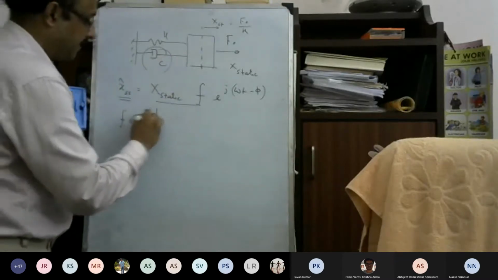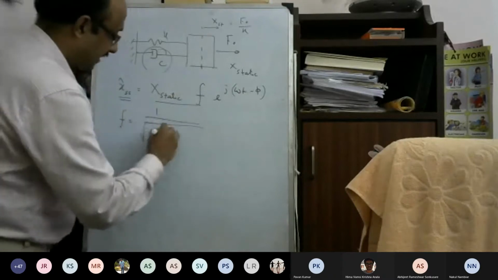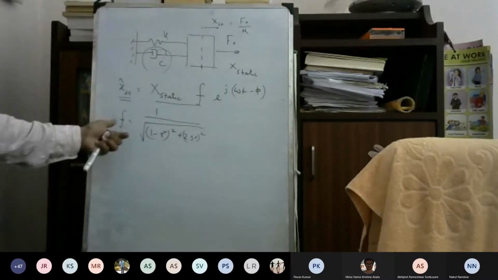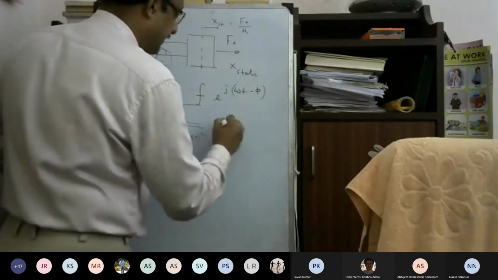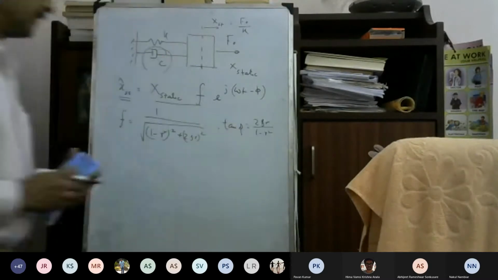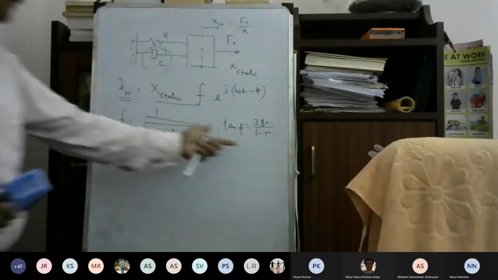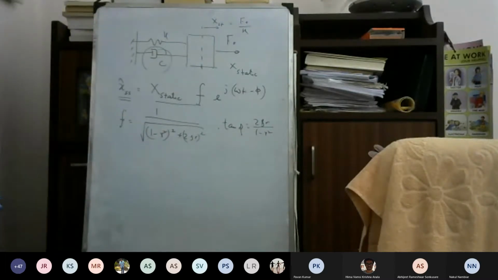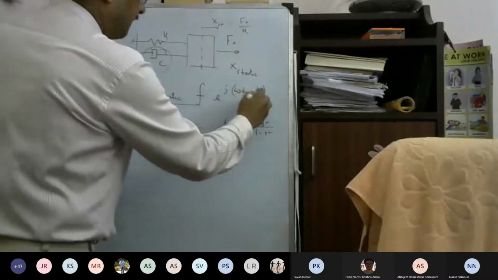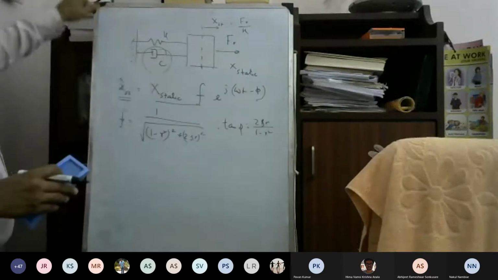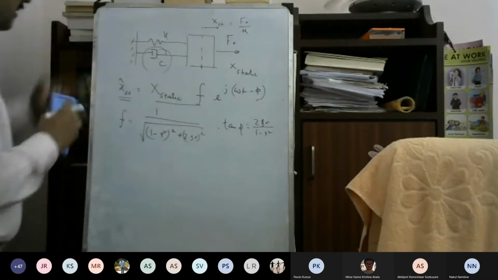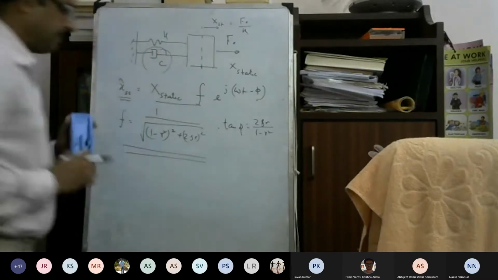So this factor will be 1 divided by the square root of (1 minus r square) whole square plus (2 zeta r) whole square. So this is the magnification factor. And of course there will be a phase difference phi. Tan phi is equal to 2 zeta r divided by 1 minus r square. So this is the magnification, and this is the phase. This is why I have written minus phi; it will be clear there. Of course, from a mathematical point of view, it was very obvious, but now we'll consider this a little bit in detail.